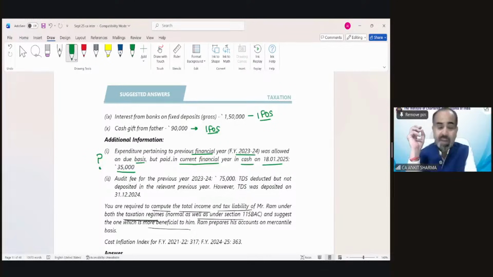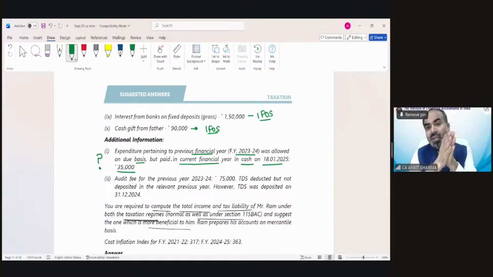Read it very carefully. Understand what exactly the information is trying to convey to you, what it is trying to communicate, what it is trying to explain. It says expenditure pertaining to previous year. There was some expenditure of financial year 23-24, which you claimed as deduction on due basis in that year. Suppose purchase. So purchase is allowed on due basis. So you have claimed that expenditure last year on due basis.